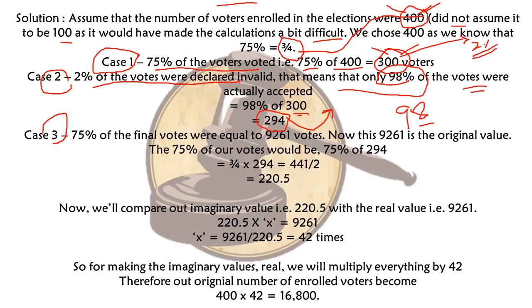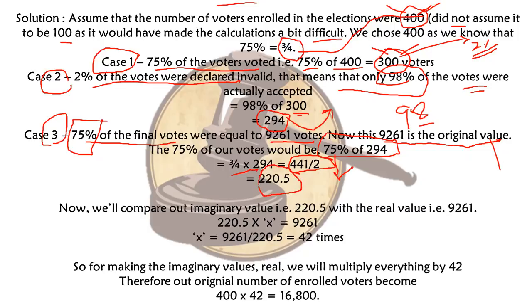So case 3 basically says that a candidate who got 75% of the final votes got 9,261 votes. Now 9261 is the original value which is given to us by the question. Our value would be 75% of 294, so this is the votes the candidate got, which would be 441 by 2. I'll not be getting into the calculations, just do it yourself. 3 by 4 into 294 will be equal to 220.5.